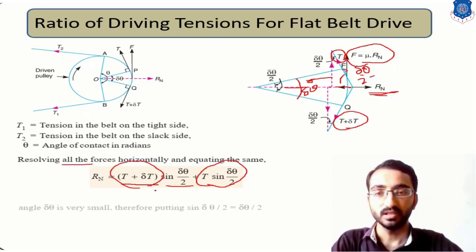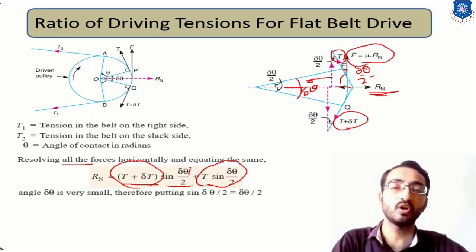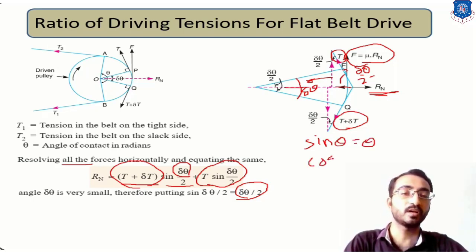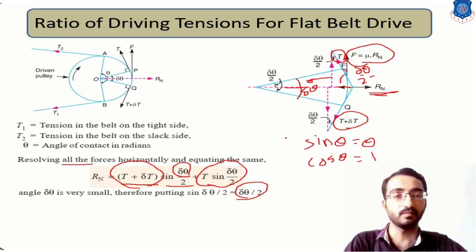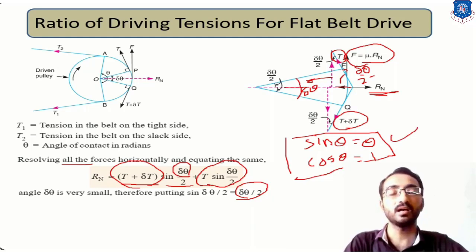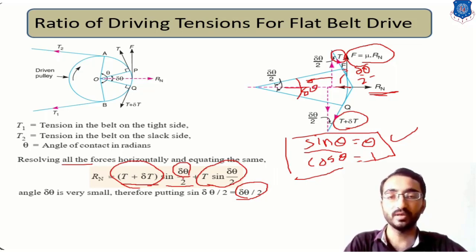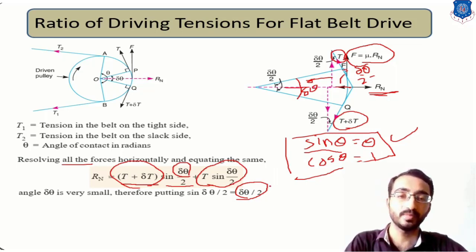Now simplifying this equation, if we consider delta theta as a small angle, which is negligible, we can consider sin delta theta by 2 as only delta theta by 2. Because for a small angle, sin theta is equal to theta, and similarly for cos theta, for a small angle we can say cos theta is equal to 1. Remember these two terms because they are required in this derivation. So for sin, for a small angle we can consider sin theta equal to theta, and for cos it is 1. So we can replace sin delta theta by 2 with the simple term delta theta by 2.